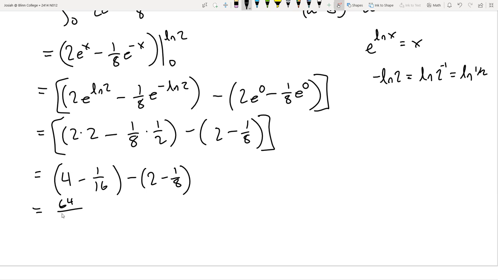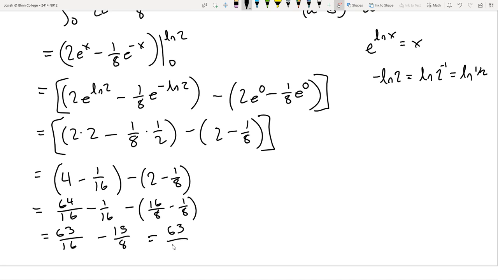So we got 64/16 minus 1/16, minus, let's see, we got 16/8 minus 1/8. So 63/16 minus 15/8. That's 63/16 minus 30/16, which gives us 33/16 units. And so that's going to be our result there.